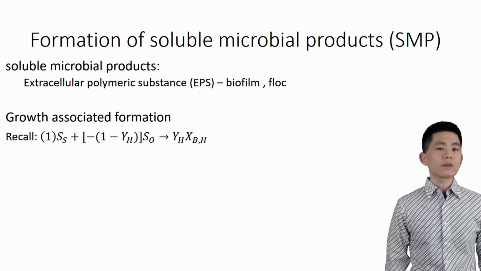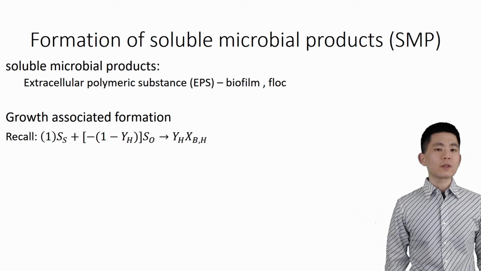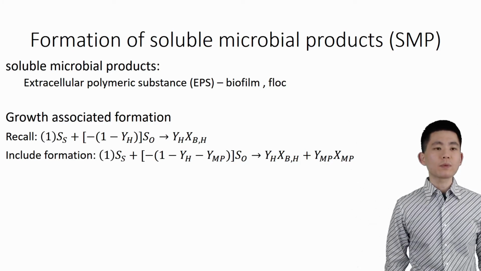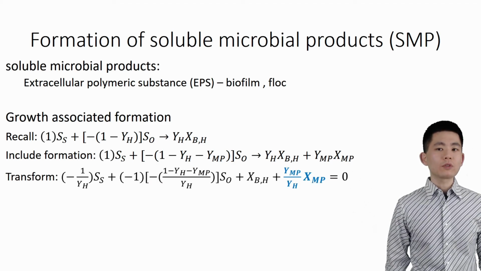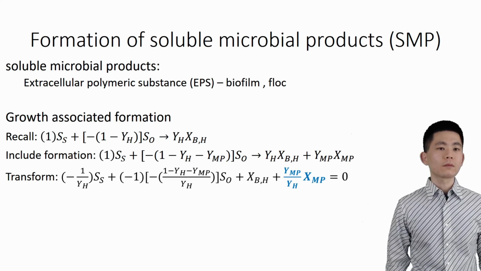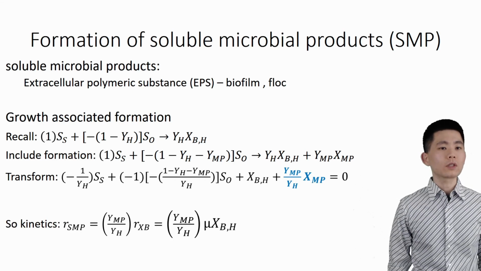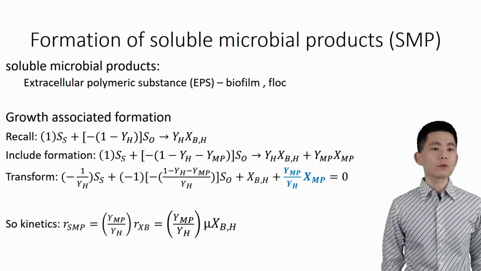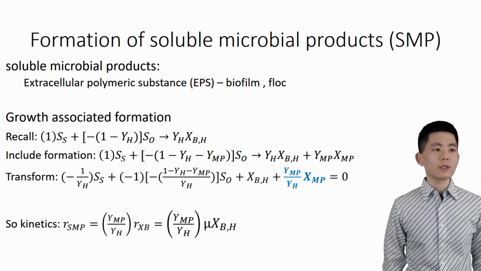For the growth associated formation of SMP, let's recall the stoichiometry of cell growth. We can include the formation of SMP in this equation. YMP is the yield of SMP with a unit of COD of SMP formed per COD of substrate consumed. We can transform this by dividing both sides by the true yield YH. According to the stoichiometric relationship, we can write the kinetics equation for the growth associated formation rate of SMP.